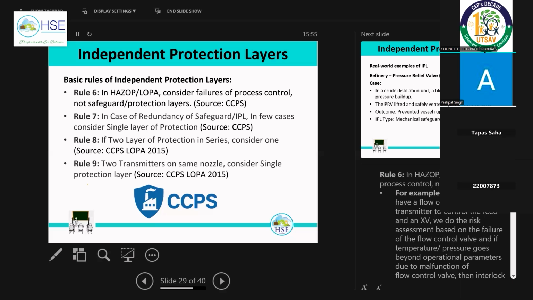So in that case, suppose B and C increase because of some other reason, and that is detected, and it stops the flow of B and C and stops the complete process, or the shutdown activates. In that case, we can consider this as a safeguard. So we cannot consider the failure of that particular safeguard, and we cannot do our risk assessment exercise. So basically process control.